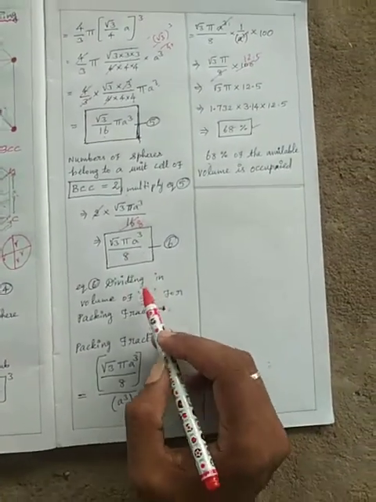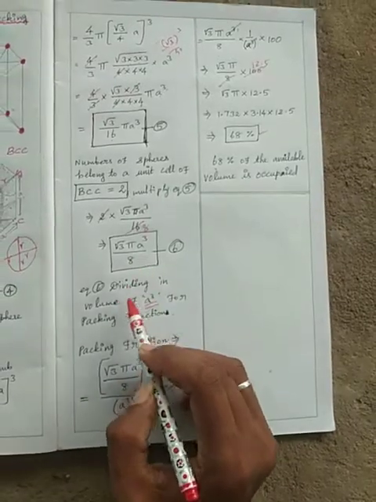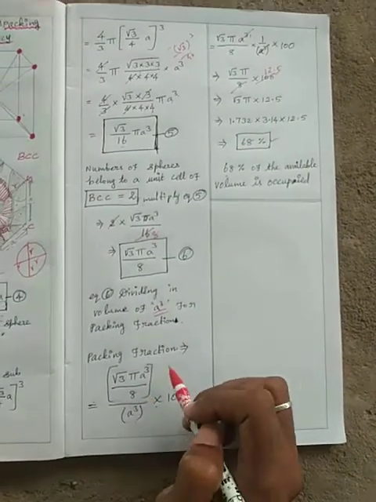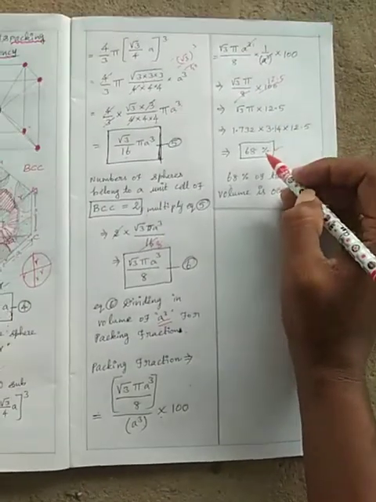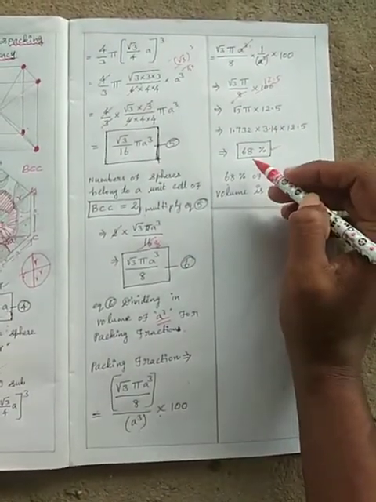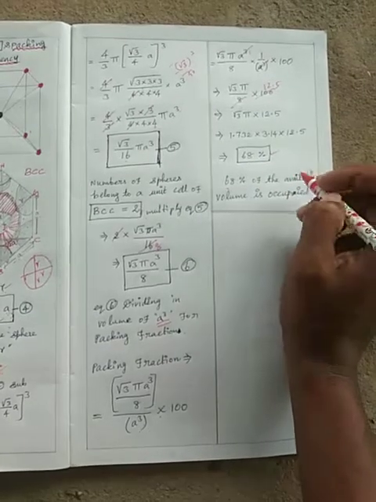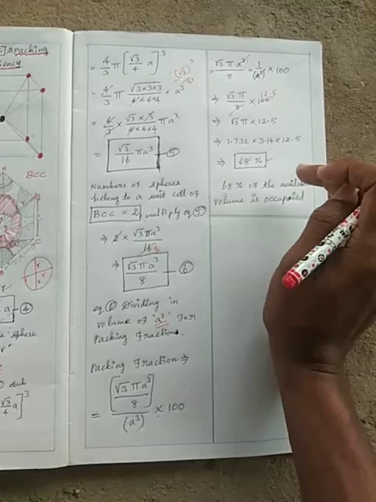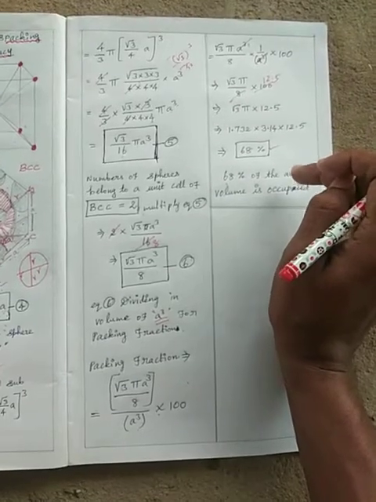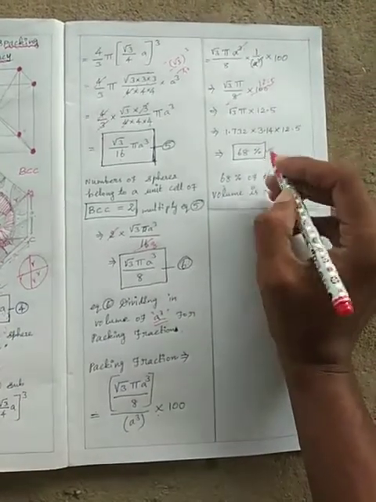Packing efficiency fraction is this whole divided by the volume of the cube, a cube, into 100%. The a cube cancels, and the final value is 68% of the available volume occupied by the atoms, every corner atom and the center sphere atom present, the packing efficiency of body centered cubic.